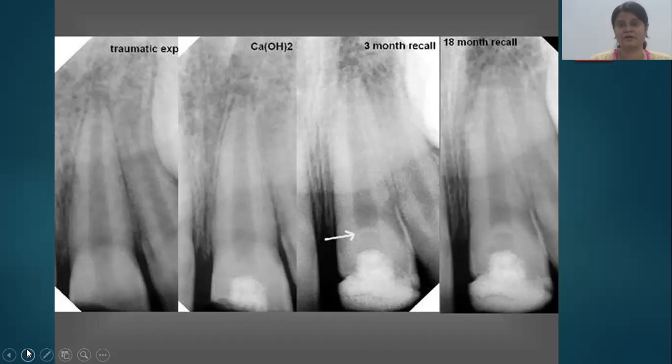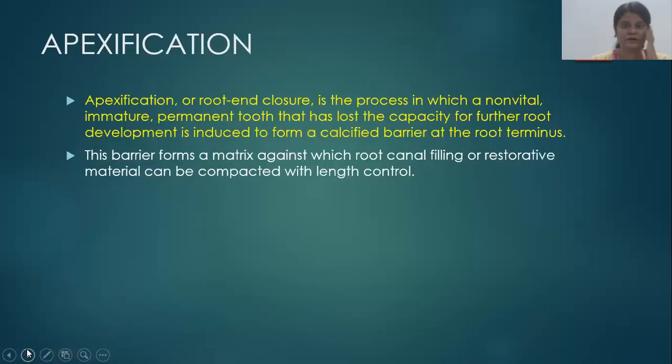So this is a good case where apexogenesis was fully successful. And then going on to the next part of the chapter, that is apexification.